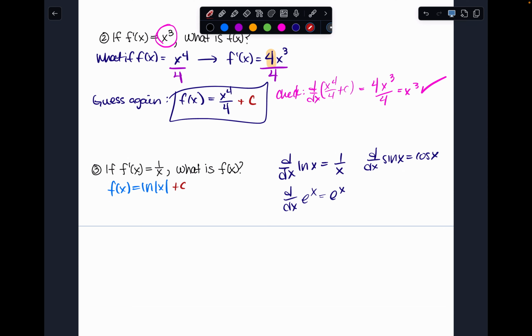So in your guided study, I'm going to put a few more examples very similar to this that use the same concept, and I want you to do your best to try to determine what the antiderivatives are.